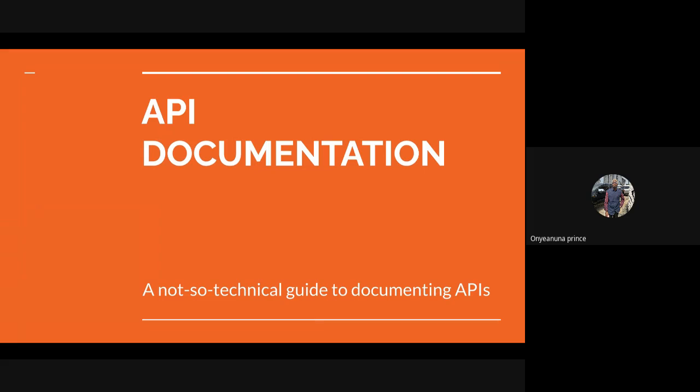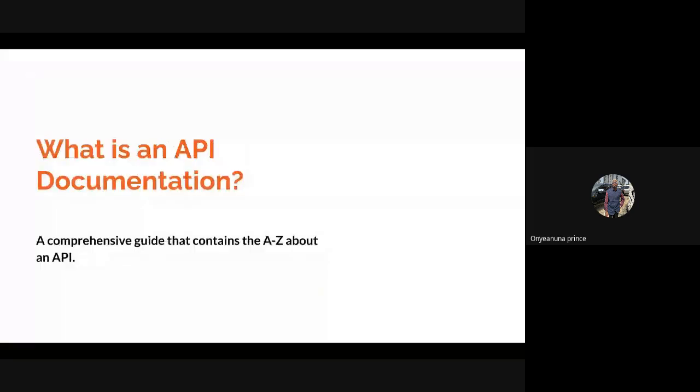Now, I will call this the title. This is a not so technical guide to documenting APIs, because it's not a class, as I said earlier. We're just going through a few things, and you'll find them useful when you're working with README, especially because that's the platform for this assignment. Please let me know if I talk too fast. I tend to do that sometimes. So let's get into it.